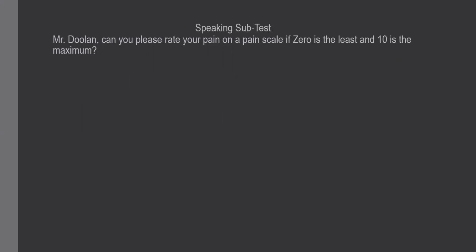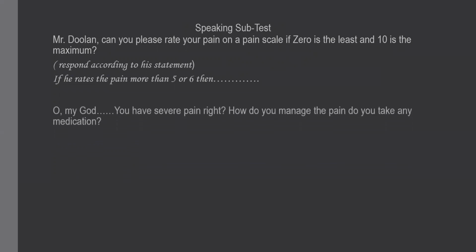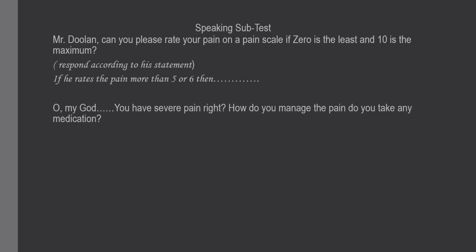Okay, this is the one. Then in most of the role play cards, if you are getting a chance to talk about the pain, you can ask your patient to rate the pain, right? For that one, we can say like this. Mr. Doolan, can you please rate your pain on a pain scale if 0 is the least and 10 is the maximum? Okay. For that one, two types of answers you can get. Maybe he has much pain, or he will rate 5 or more than that. If he's rating 5 or more than that, you can say, oh my God, you have severe pain, right? How do you manage the pain? Do you take any medication?